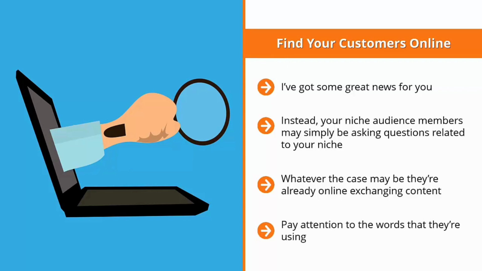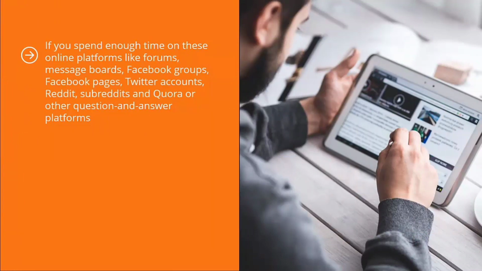Pay attention to the words that they're using. Pay attention to the solutions that they're already talking about. Understand the shortcomings of the solutions people are already aware of. If you spend enough time on these online platforms like forums, message boards, Facebook groups, Facebook pages, Twitter accounts, Reddit, subreddits, and Quora or other question and answer platforms, you should have a clear understanding of who your audience members are and their expectations. You should also have a fairly clear idea of who your competitors are.